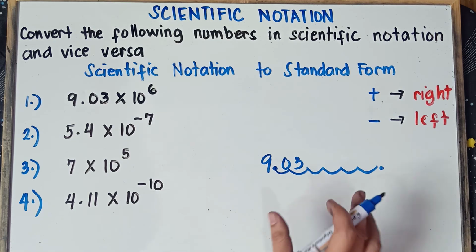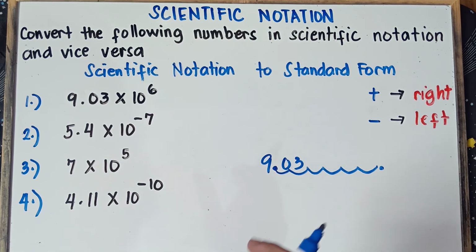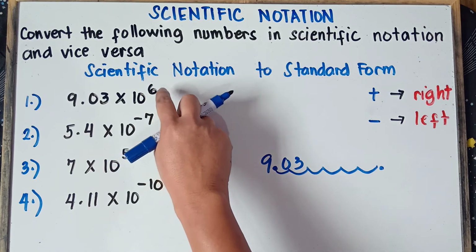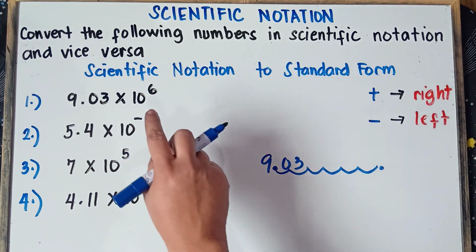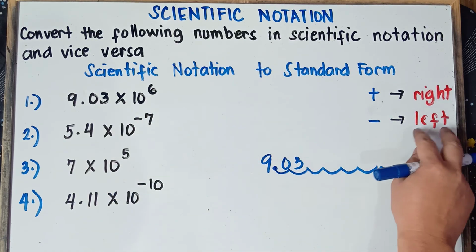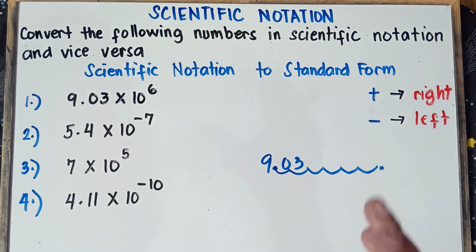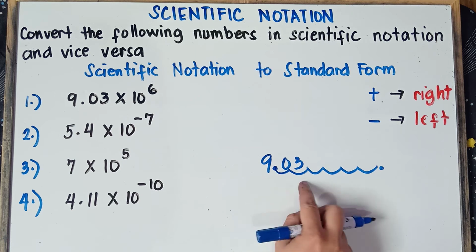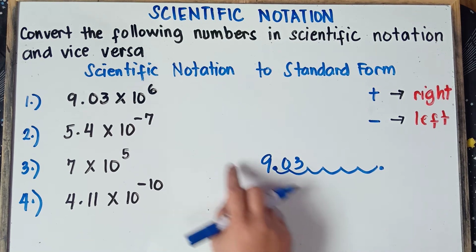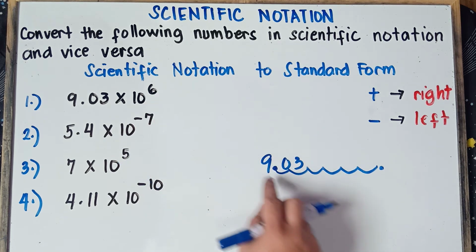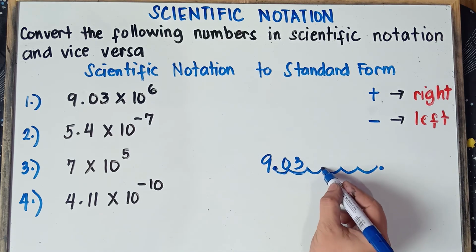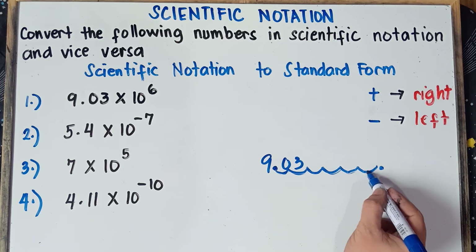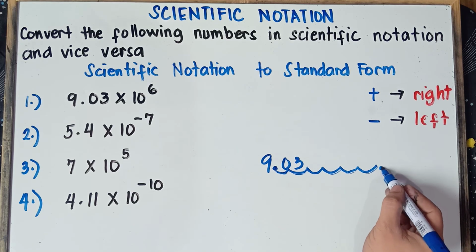So once again, class, easy as that. If the exponent is positive, you move to the right. If the exponent is negative, you move to the left, starting from the decimal point. So this will be the value of A, that would be 9.03. Now, since this is positive 6, starting from the decimal point, you move 6 units going to the right. So 1, 2, 3, 4, 5, and then 6. And the decimal point will be here.